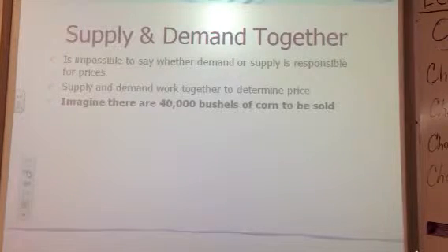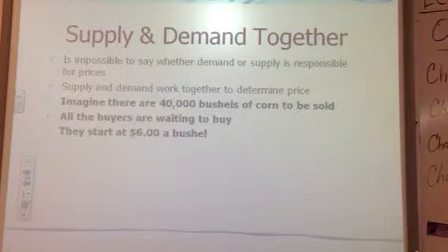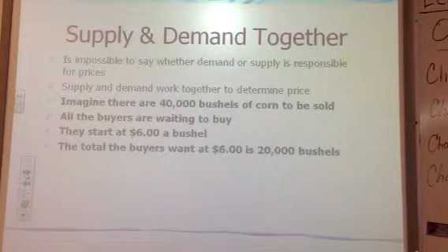So, for example, imagine there are 40,000 bushels of corn to be sold. You go to the market, all the buyers are there waiting to buy corn. You decide, I'm going to try and get $6 a bushel for my corn. But at $6 a bushel, you only sell 20,000 bushels of corn. So did you sell all your corn? No, you didn't. You had 40,000, you only sold 20,000.